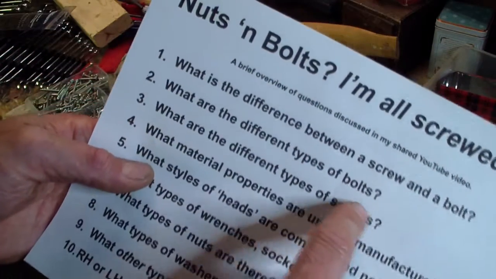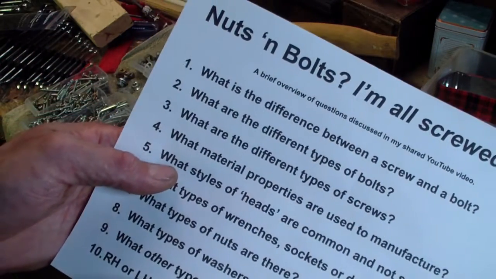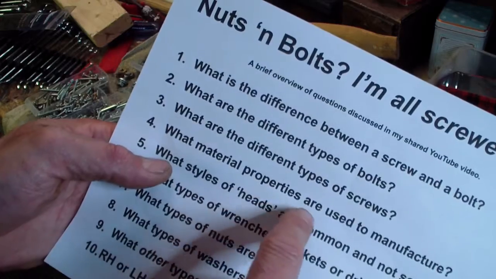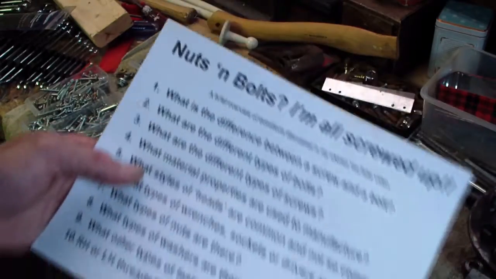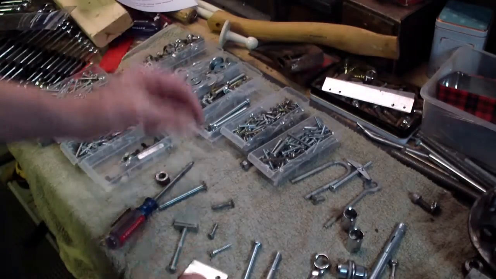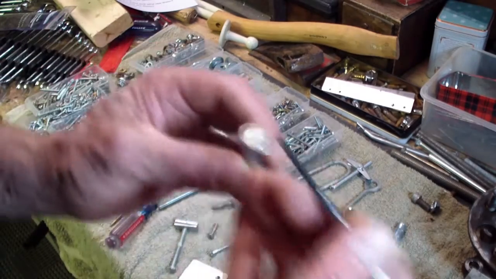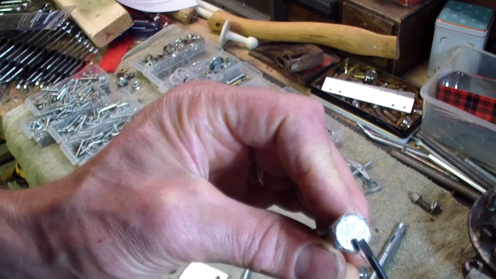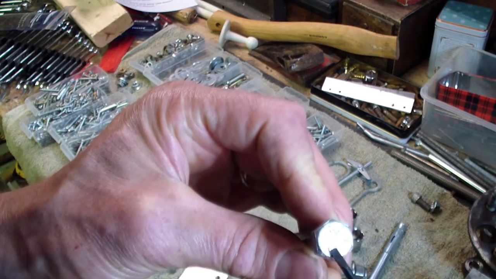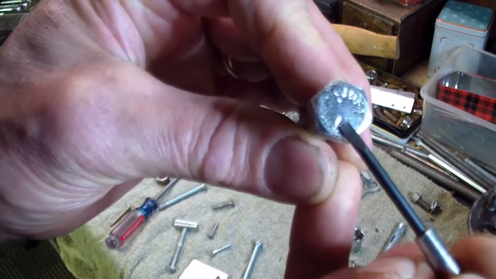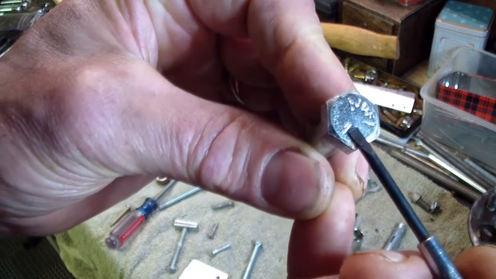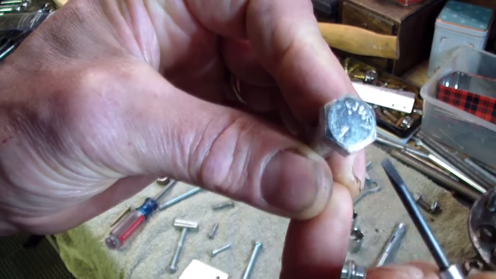I think I've already talked about the different types of screws. What materials or properties are used to make screws and bolts? If you look on the end of a screw or a bolt, you can sometimes see on a hex one, for example, these little notches. I'll see if you can see it in the video. There's a notch here, a notch here, a notch here.